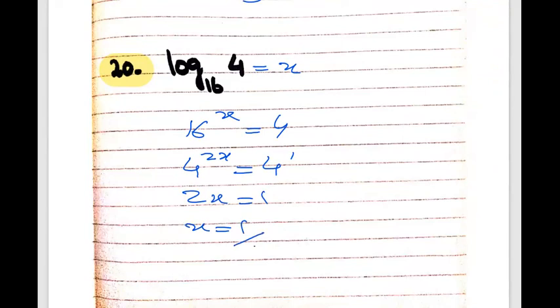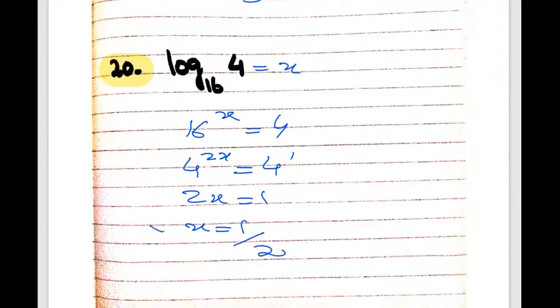Similarly, this will be equal to x, 16 raised to power x. We'll convert this equation into exponential form. This will be equal to this. We can write 16 as 4 raised to power 2 and x is as it is. So the bases are the same, the power is also the same. So 2x equal to 1, x is basically 1 by 2.